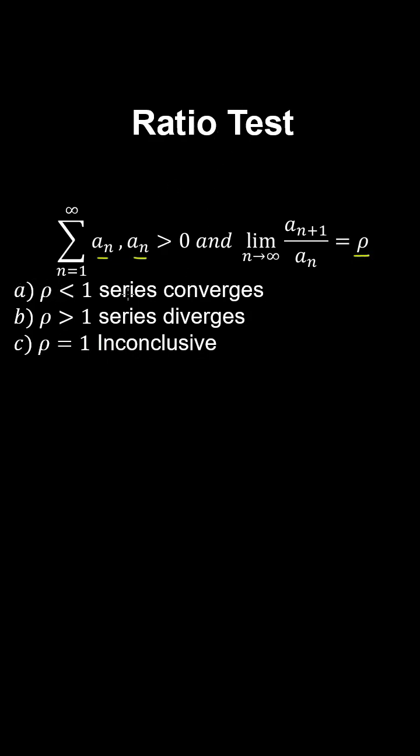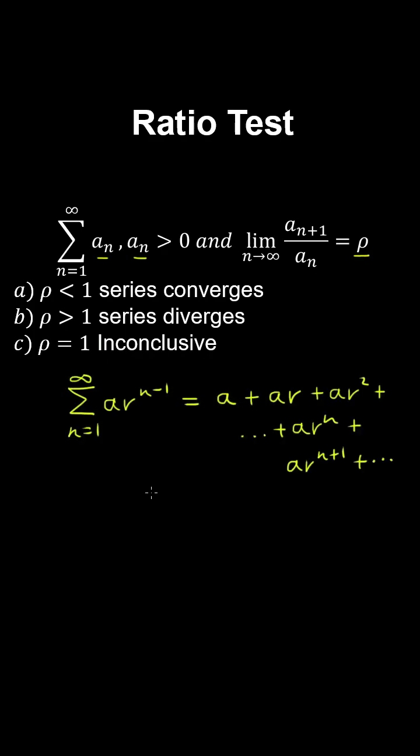So if rho is less than 1, the series converges. If rho is greater than 1, the series diverges. And if rho is equal to 1, then the test is inconclusive. So remember the geometric series, which you can write as follows after expanding a few terms. Then you can see that the ratio test verifies that the ratio of the geometric series is constant. And therefore, if this ratio is less than 1, the series converges, which is consistent with the convergence conditions that we derived for the geometric series.